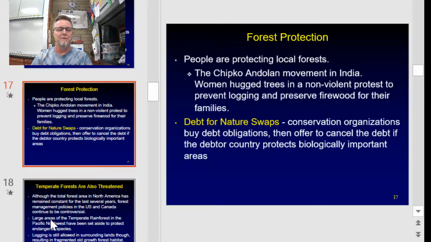All right, people are also protecting local forests. The Chipko Andolan movement in India is a great case in point of people, women, who basically stepped in to protect the forests of India. Women literally hugged trees in a non-violent protest to prevent loggers and preserve firewood for their families. There's even the idea of debt for nature swaps, where conservation organizations will actually buy debt obligations and then offer to cancel the debt if a debtor country will protect the biologically important areas.